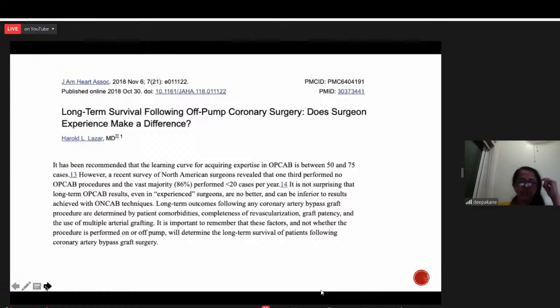So there are other issues also. Besides on-pump and off-pump, there are some more issues which actually determine how well the patient will do, and that is patient comorbidities, completeness of revascularization, graft patency, and use of multiple arterial grafting. It is important to remember that these factors, and not whether the procedure is performed on-pump or off-pump, will determine the long-term survival of patients following surgery.